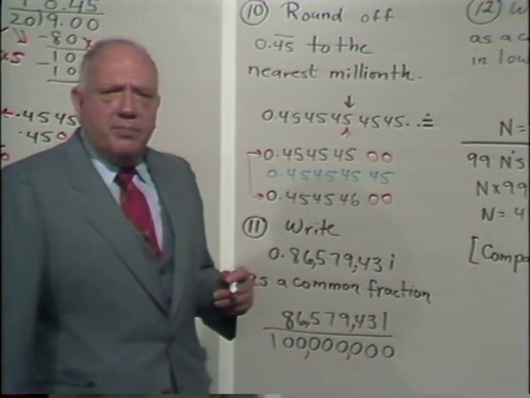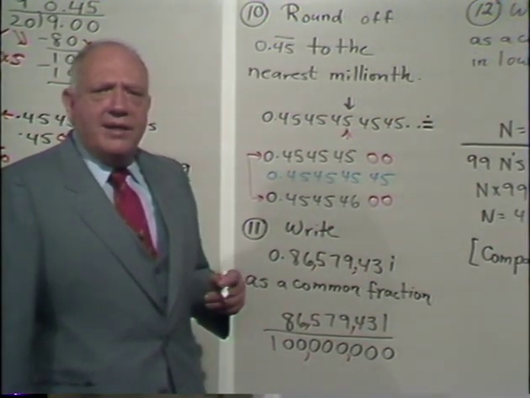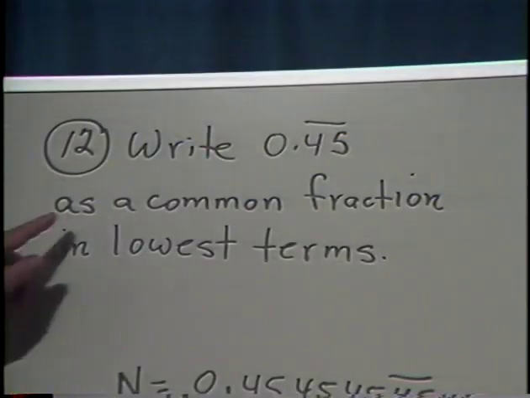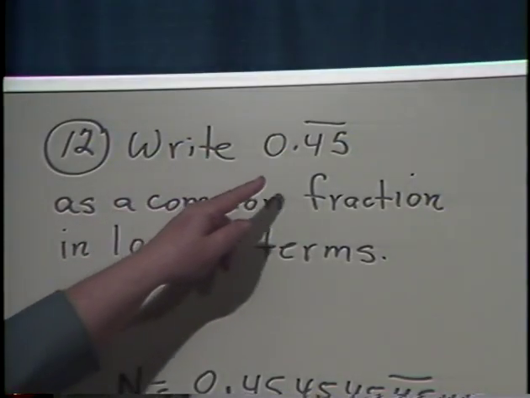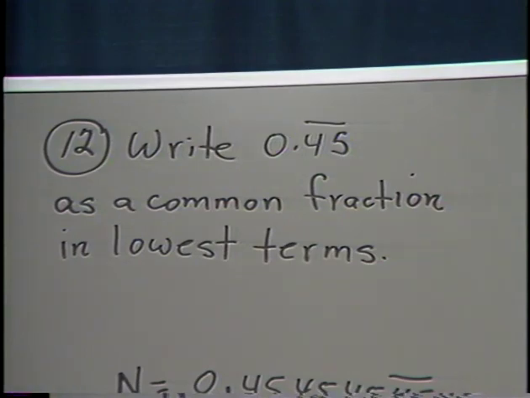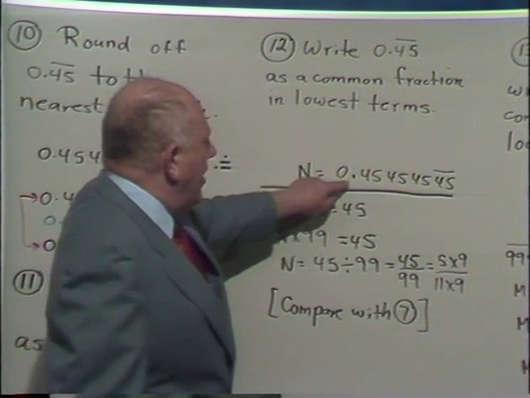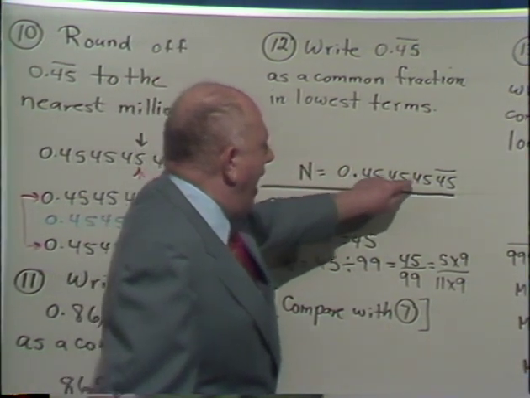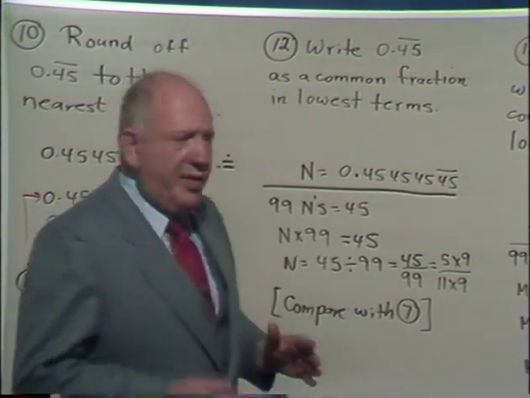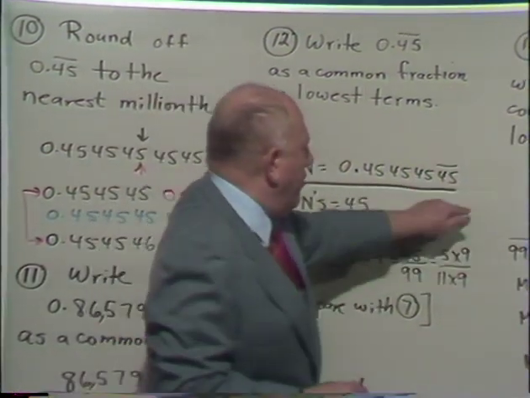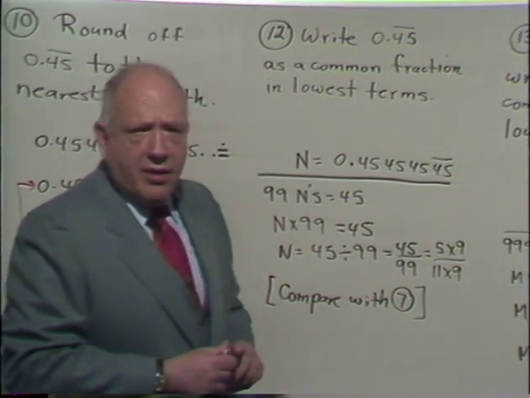The harder part would be, how would you write a decimal as a fraction if it never came to an end? See, this says what? Write 0.45 endlessly as a common fraction in lowest terms. Here's the problem. Suppose I call that n. What does n look like? It's 0.45, 45, 45, 45 endlessly. It never comes to an end. Therefore, there's no place I can come to where I say that this thing here stops.